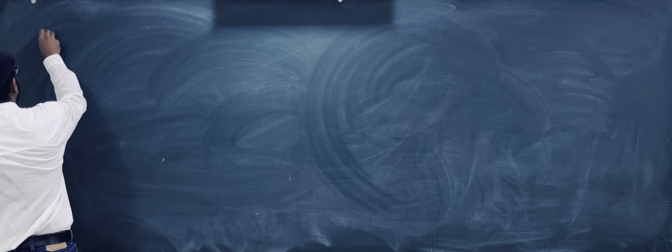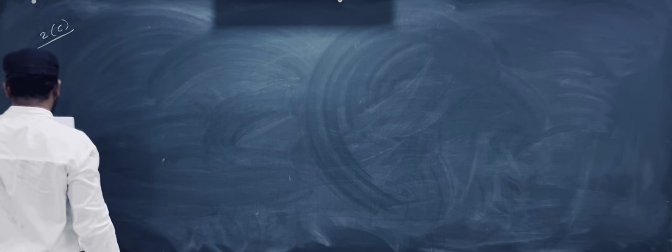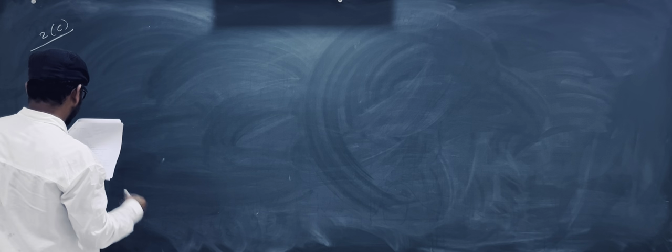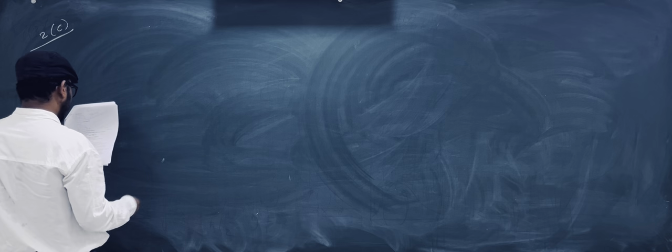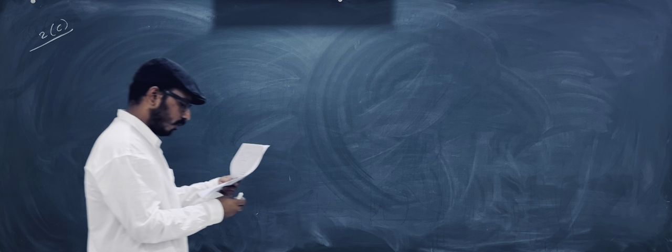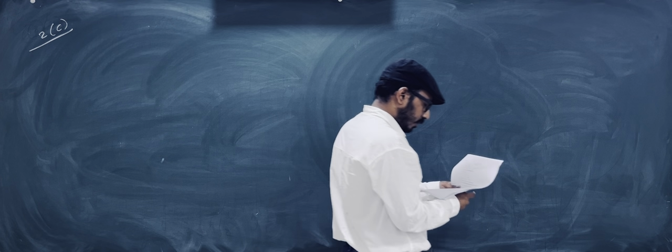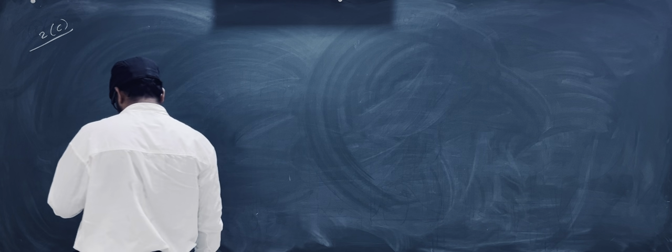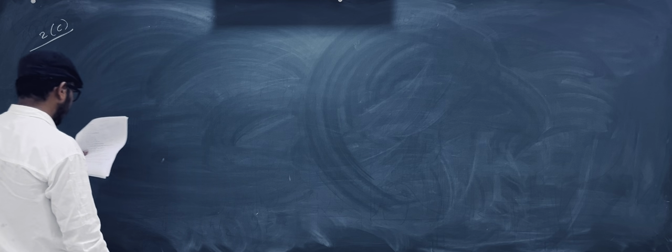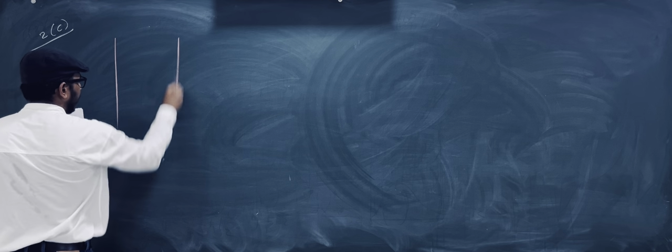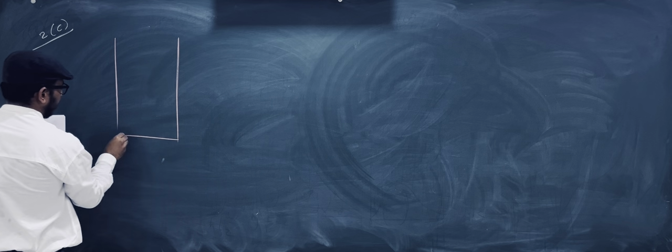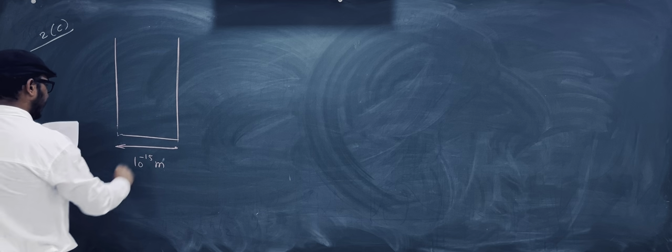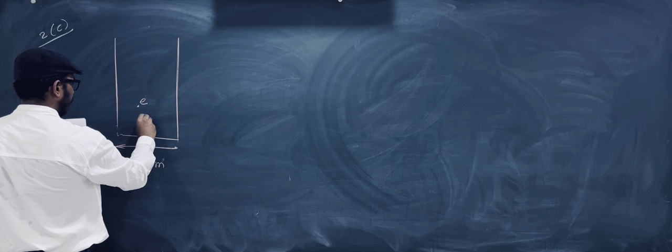We have the next question, question 2 part C. It is very easy again, it's for 15 marks. It says that assuming the potential seen by a neutron in a nucleus to be one-dimensional, and it is a rigid, infinite rigid wall potential of length 10 to the power minus 15 meters. So the length is 10 to the power minus 15 meter, and it's one-dimensional, and we have one electron and one neutron.